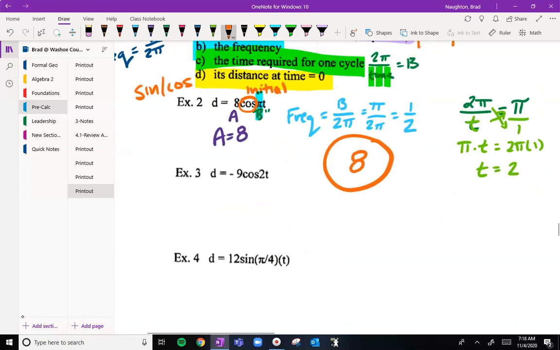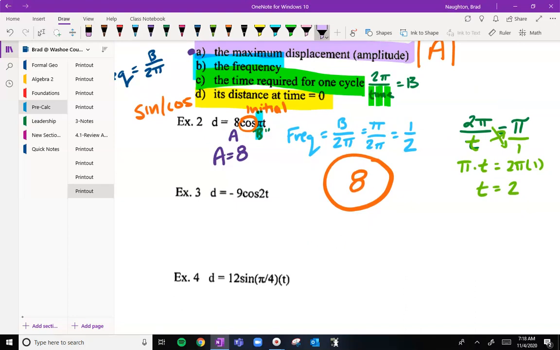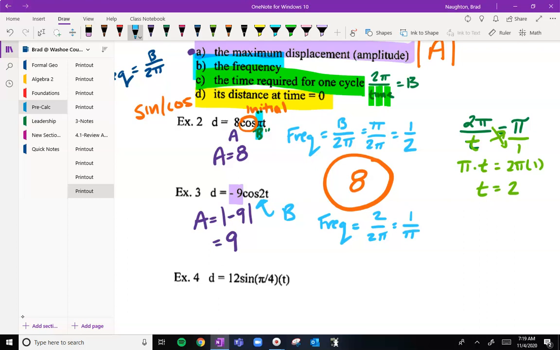Alrighty, number 2. Amplitude for the first part. Again, that's our purple. Now it's a -9. Remember, amplitude is always absolute value. So in this case, my A is going to be the absolute value of -9, which is just 9. Booyah. Check that one off the list. So then I'm going to need my B value for the next 2 parts, frequency and the time. So in this case, my B value is that 2. So frequency is going to be 2 divided by 2 pi. So that's my 1 over pi for my frequency.